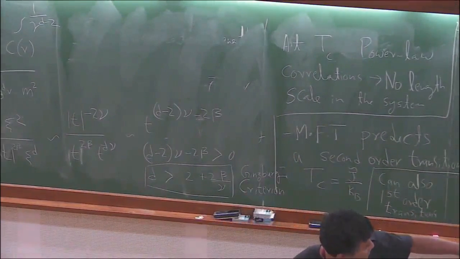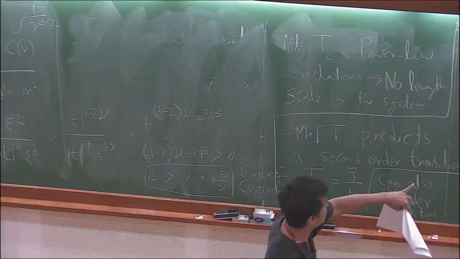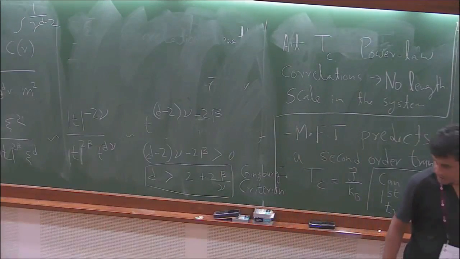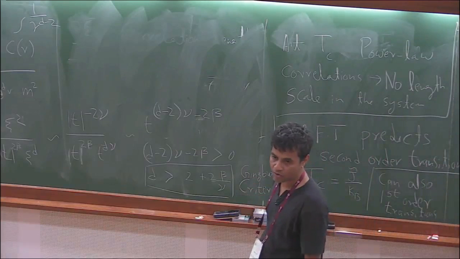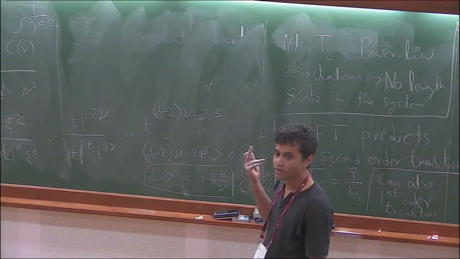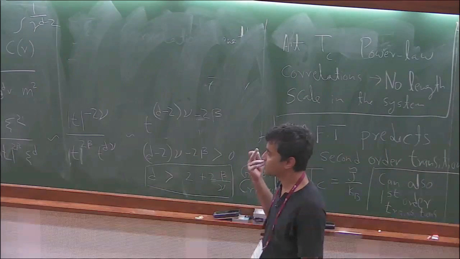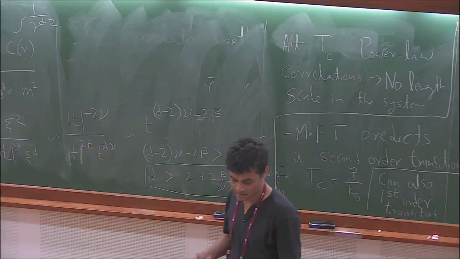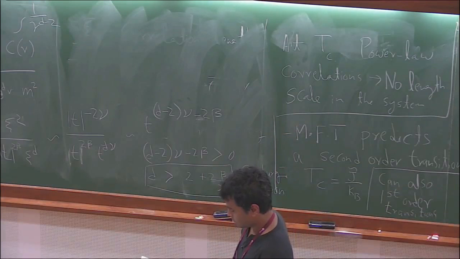It's gone here, right? Beta and nu both are half, so then you get d greater than 4. So for the Ising model, d equal to 4 is the critical dimension. Above 4, you expect mean field theory to be exact.